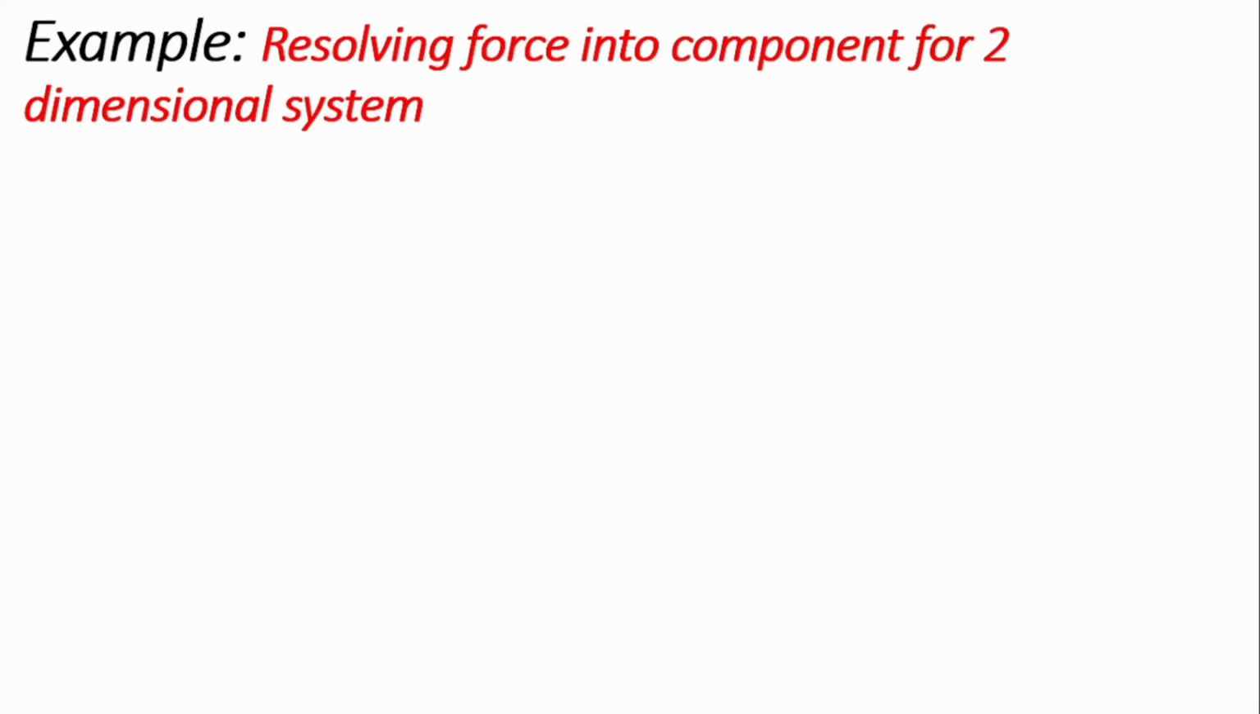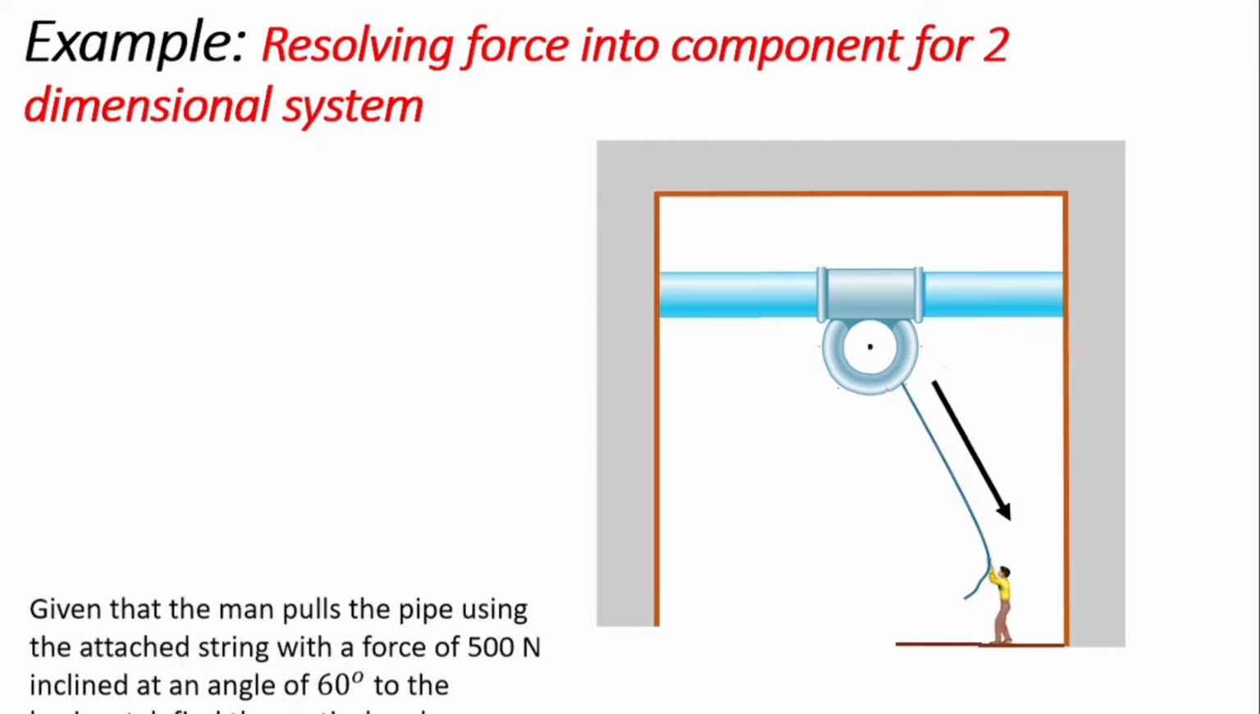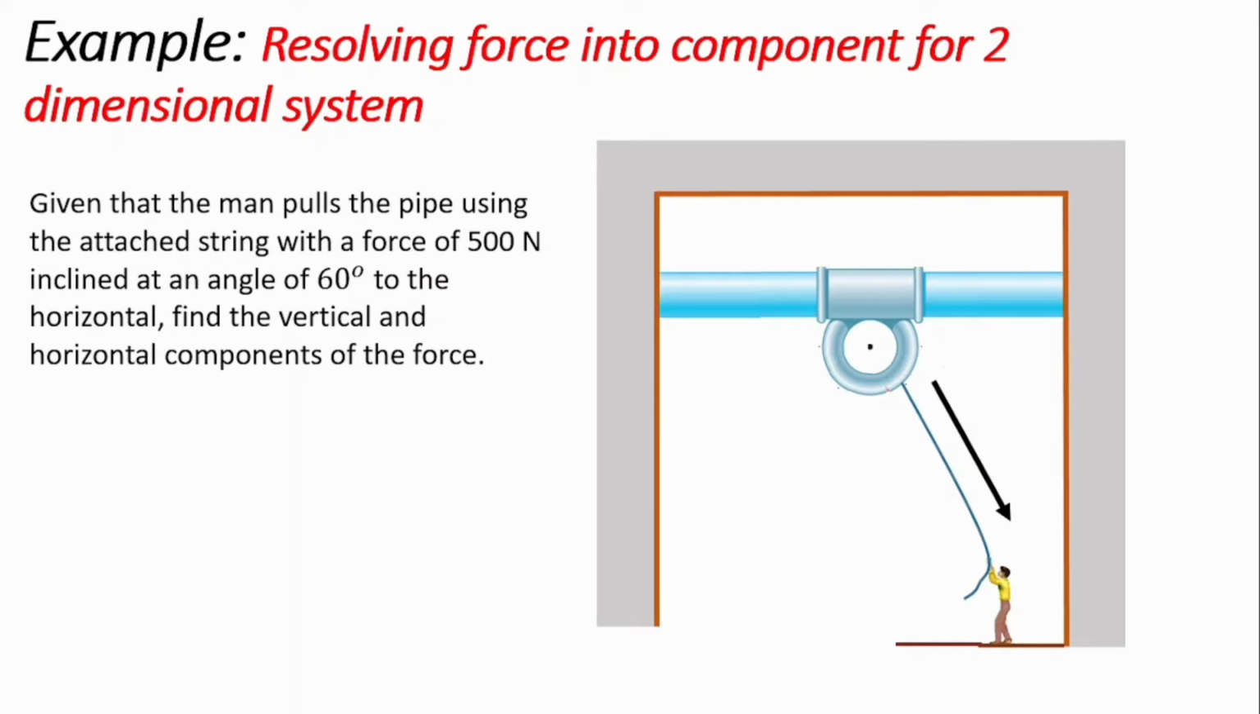The first one we're quickly going to see is how to resolve a force into components for a two-dimensional system. So if we have this particular problem and we have a man pulling a pipe with a string that is attached to the pipe, and we have the direction of the pulling, that's the direction of the tension with which the man pulls the pipe. And there's a question before us. Given that the man pulls the pipe using the attached string with a force of 500 Newton inclined at an angle of 60 degrees to the horizontal, find the vertical and horizontal components of the force.